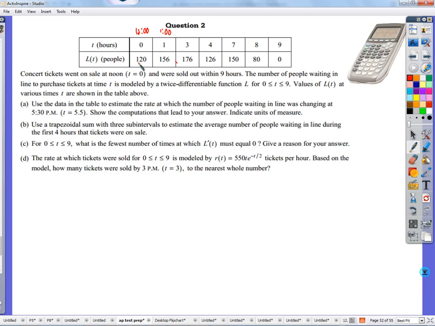What would be the 2 points we're using? Yeah, we would use 4 and 7 because 5.5 is somewhere in between. So 150 minus 126 over 7 minus 4 equals. Here, you tell me. 24 over 3. 8. Yeah, 8. Okay.